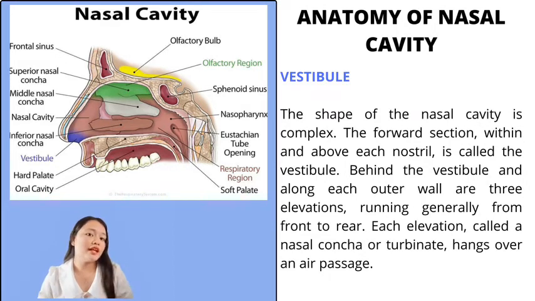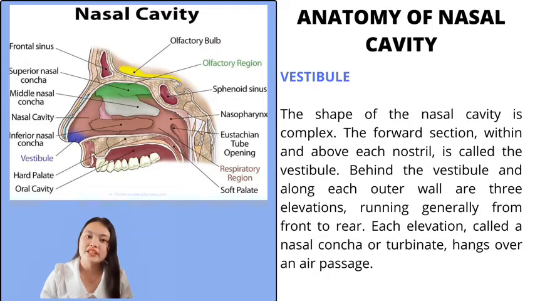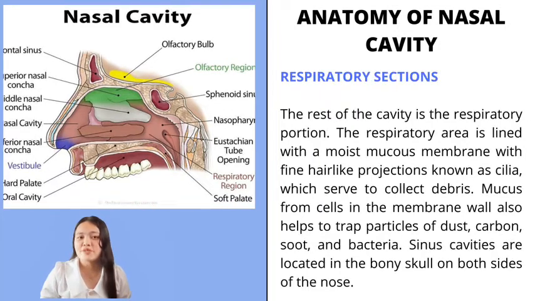Behind the vestibule and along each outer wall are three elevations running generally from front to rear. Each elevation, called a nasal concha or turbinate, hangs over an air passage. Next is the respiratory section. The rest of the cavity is the respiratory portion.